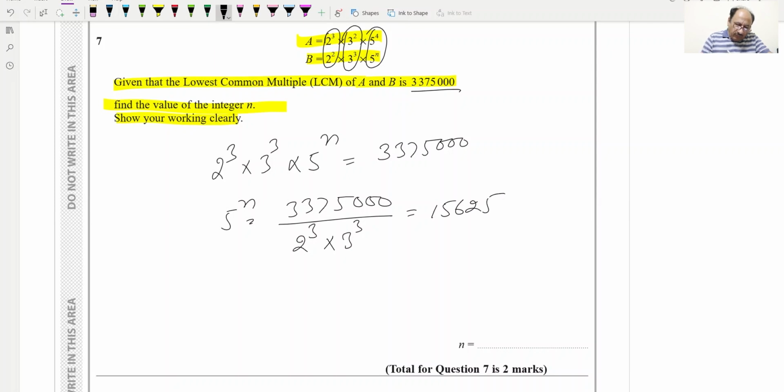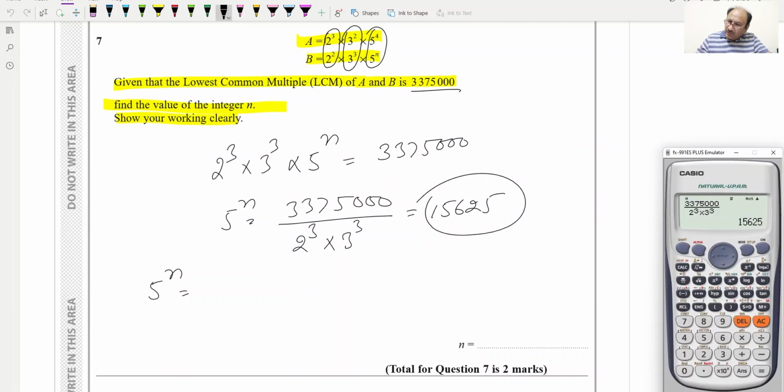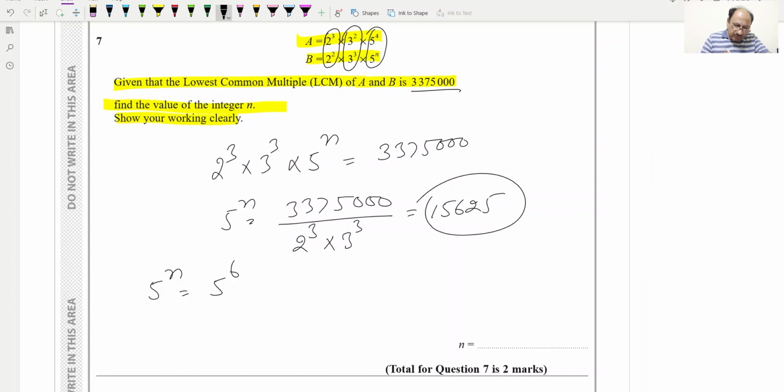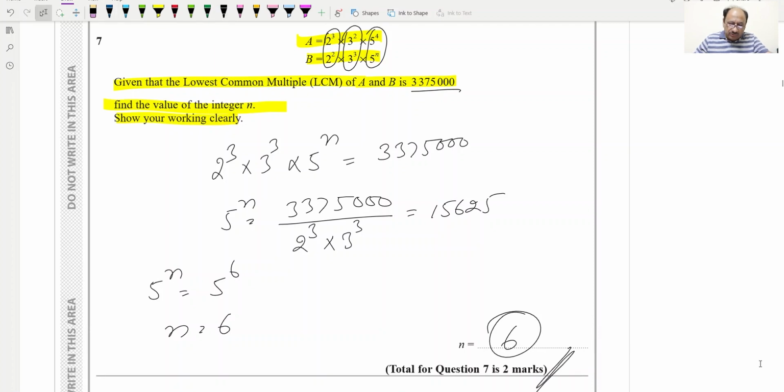Now 5 raised to the power n is equal to 15625, which we need to write as 5 raised to some power. If we check 5 raised to the power 4, for example, it is 625, or we can check 5 raised to the power 5, which is 3125, and we can check 5 raised to the power 6, which is this one, so we can write 5 raised to the power 6. Bases are the same, so we can leave the bases and write n is equal to 6. So n is equal to 6 will be our final answer for 2 marks. Hopefully you understood this question as well.